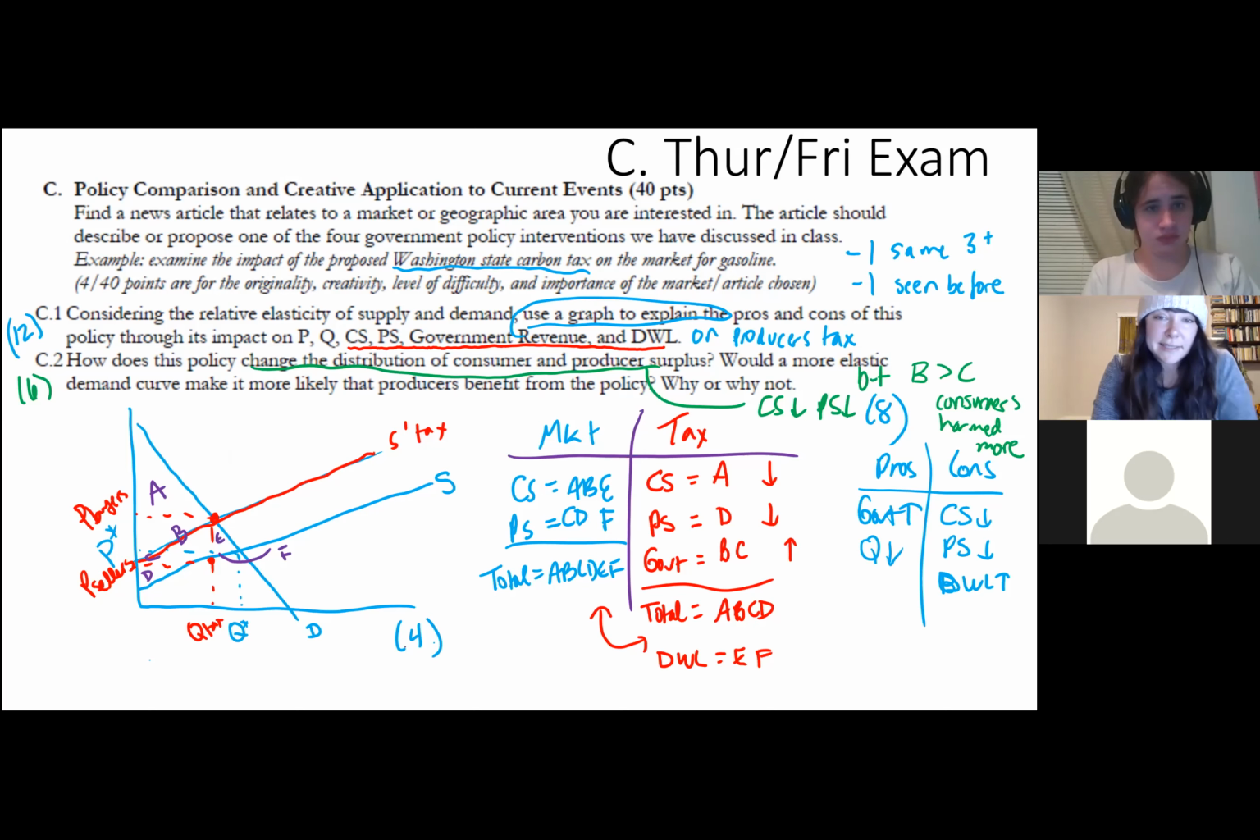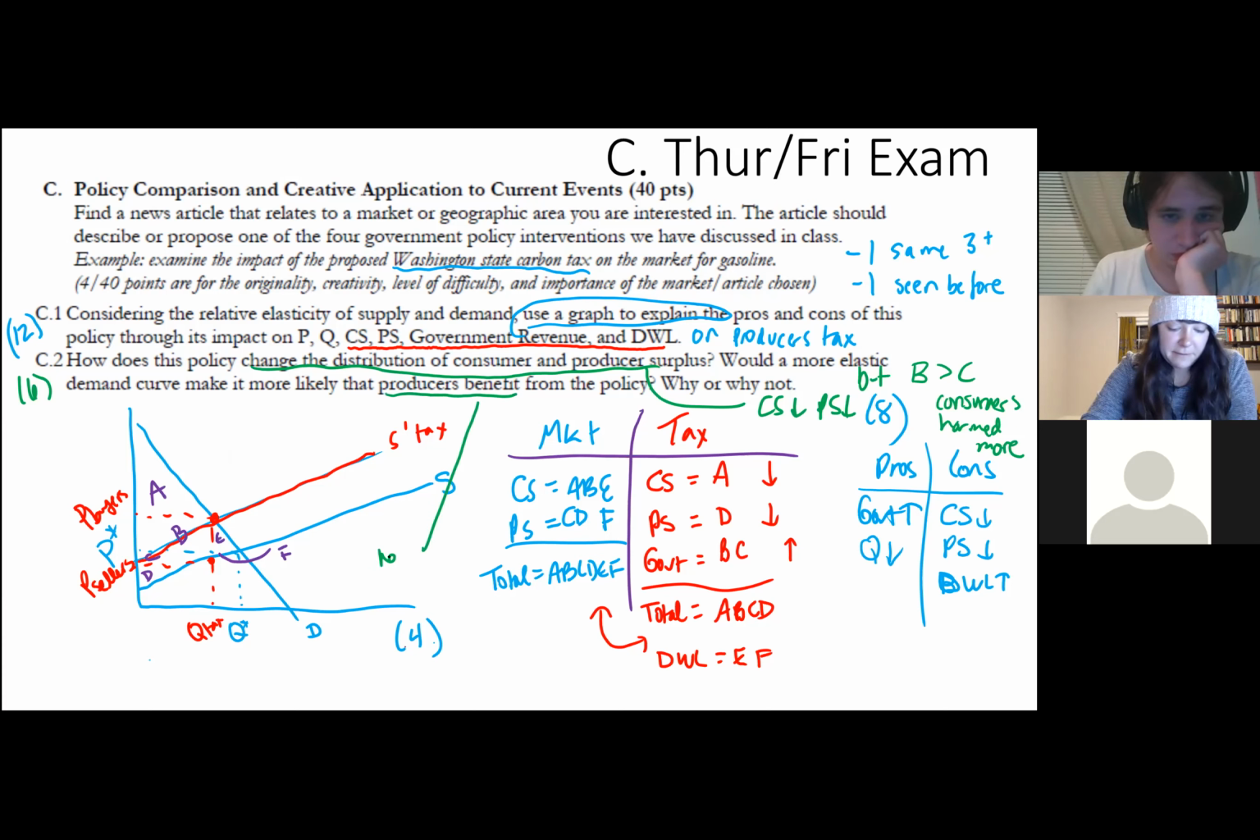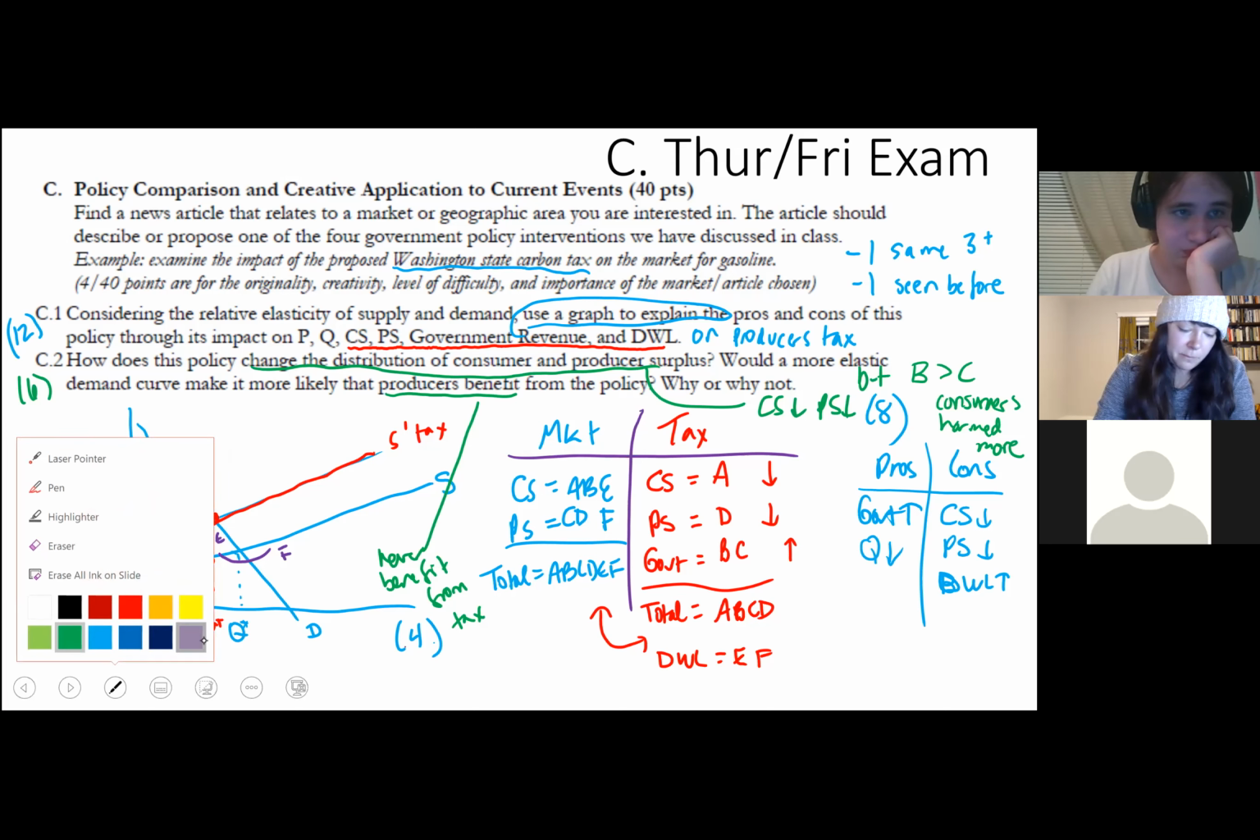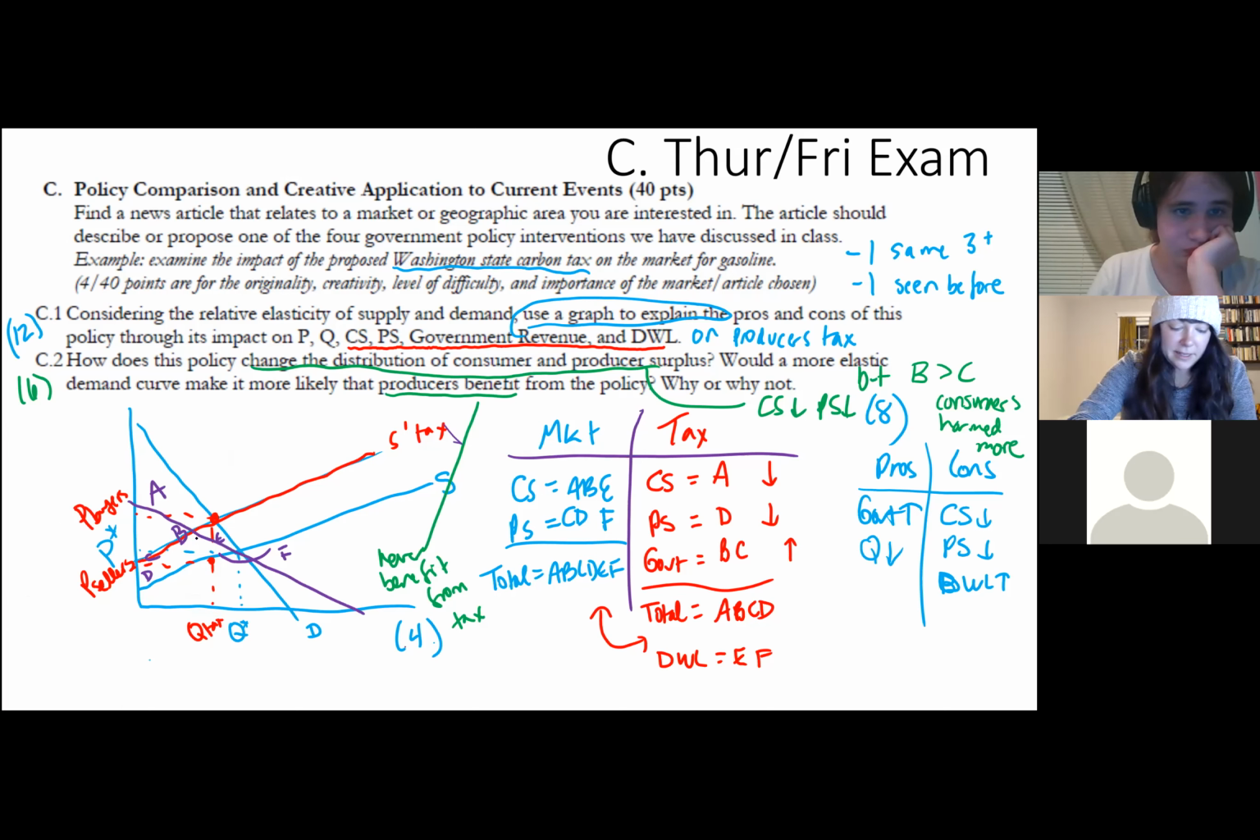Would a more elastic demand curve make it more likely that producers benefit from the policy? No, producers are never going to benefit from a tax. A lot of people answered this in various ways. A lot of people wrote a lot of interesting things about elasticity, just jargon, but didn't really say much. But if you want to make a case that the more elastic demand curve is going to make it more likely they benefit, like if this were flatter, that's going to make B smaller than C.